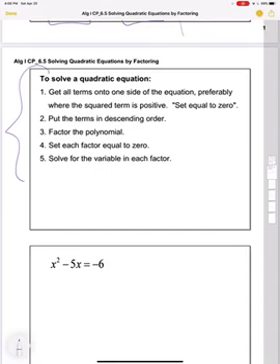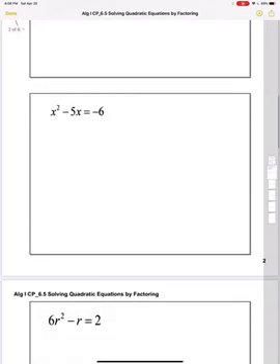So all the ones that we just did were already factored. Now we're going to actually have to factor them, which is why you learned how to factor these last few weeks. Then you're going to set each factor equal to 0, which is what we've done above, and then solve for x, which is what we did above. So these last two steps we've been doing. All we're going to do now is add to it the factoring part. All right, so this first one, x squared minus x equals negative 6.